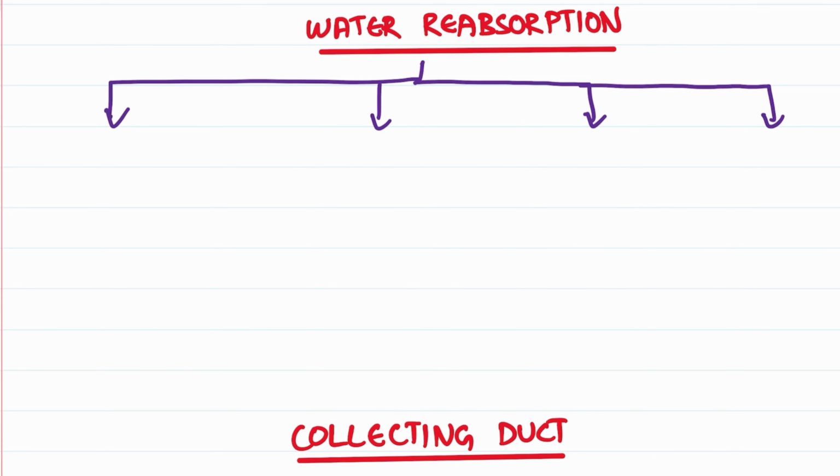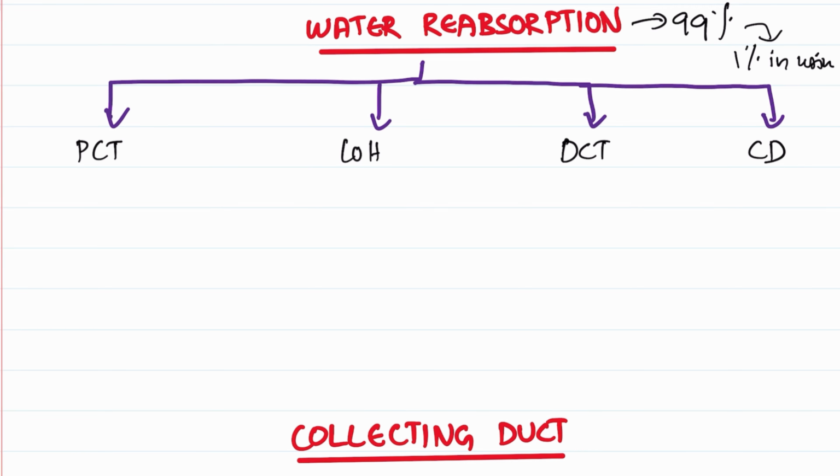Having said that, now we move on to the water reabsorption. Again, we have the PCT, loop of Henle, distal convoluted tubule and the collecting duct. How much of the water is reabsorbed? Like sodium, 99% is reabsorbed and 1% is excreted in urine.